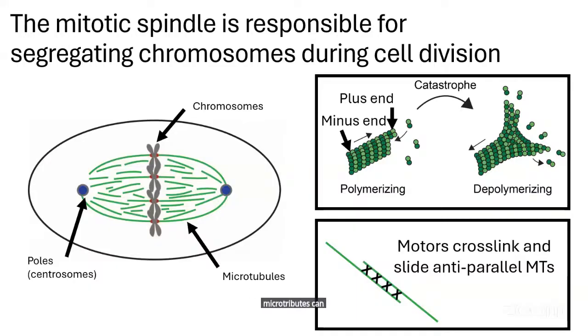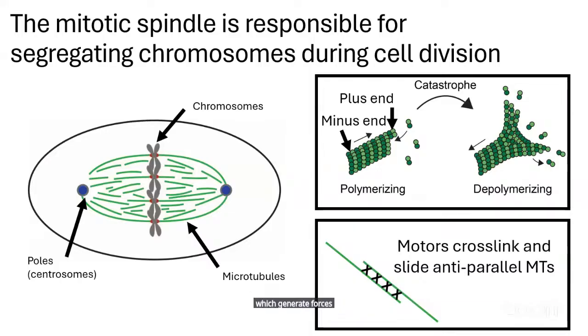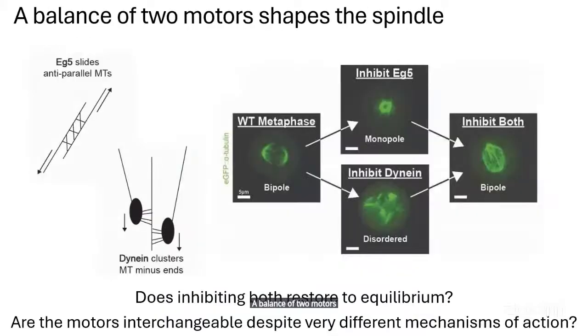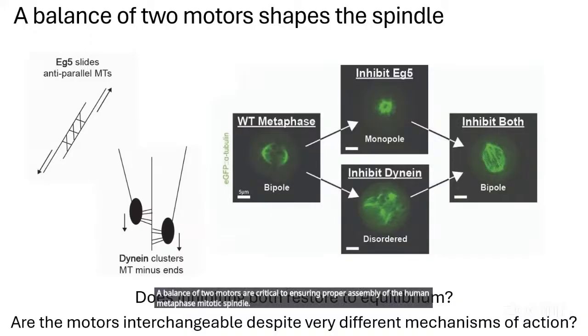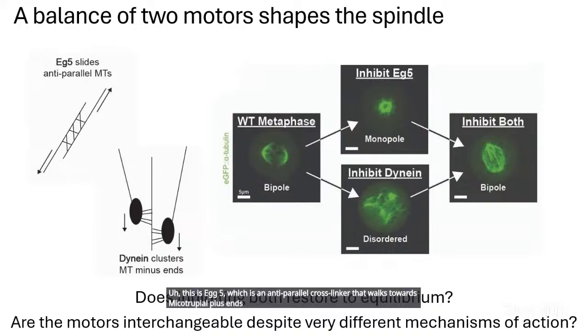Microtubules can interact with each other via molecular motors, which crosslink and slide anti-parallel microtubules, which generate forces and connections that are essential for assembling the spindle. A balance of two motors is critical to ensuring proper assembly of the human metaphase mitotic spindle. This is EG5, which is an anti-parallel crosslinker that walks towards microtubule plus ends and slides them.